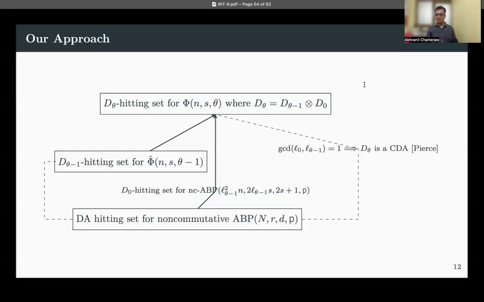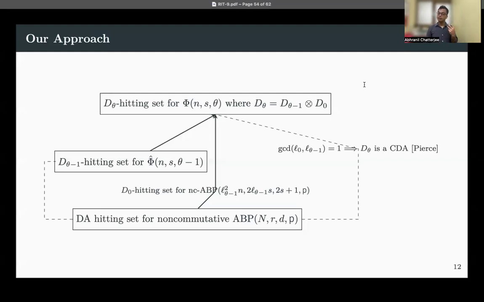Finally, the division algebra D theta will be a tensor product of these two division algebras, D theta minus 1 and D0. In general, this tensor product may not produce another division algebra. To ensure that it is again a division algebra, we make the dimension of the D0 hitting set relatively prime to the dimension of the D theta minus 1 hitting set. From the theorem of Pierce, it shows that the final thing will again be a division algebra.